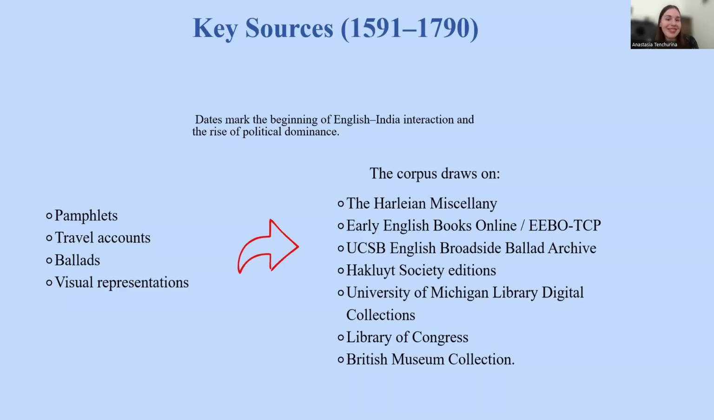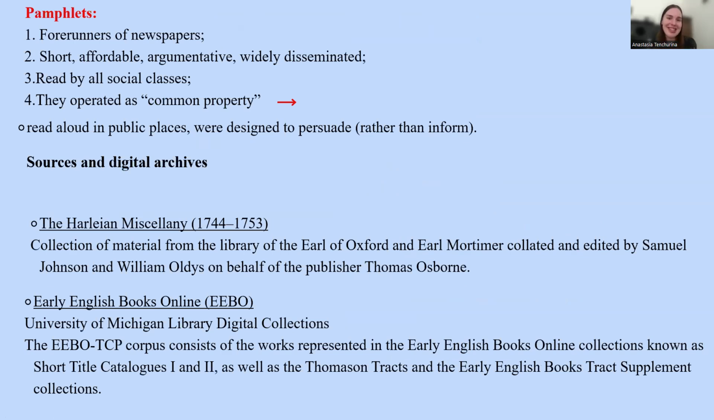So I will start with pamphlets. The next slide, please. I begin with pamphlets because they are particularly important for the formation of public discourse. They were forerunners of newspapers. They were very short, argumentative, relatively affordable. They circulated across various social groups. They were often read out loud. This means the ideas contained in them were not confined to narrow educated circles, but reached much larger audiences. They could travel through households, through pubs, taverns, marketplaces, and various places of sociability.